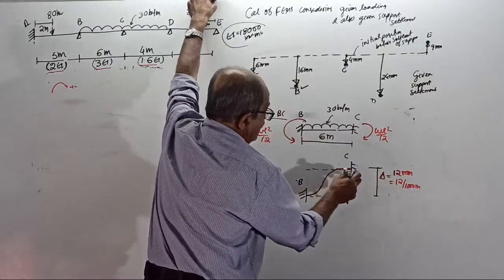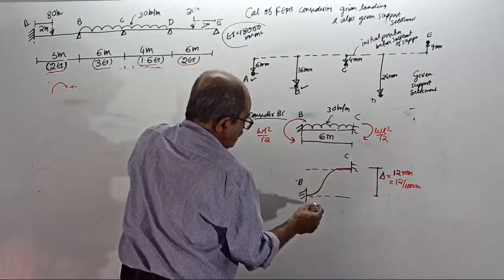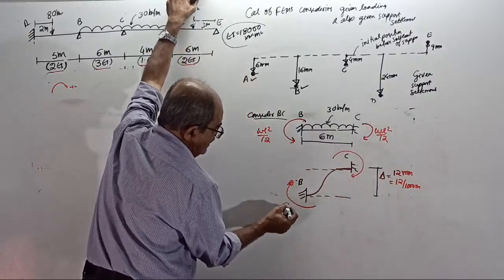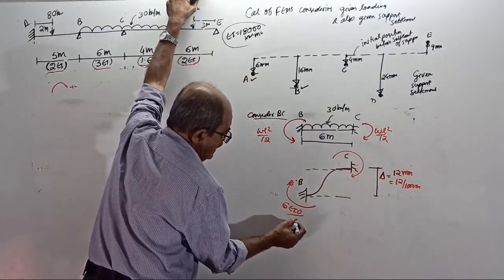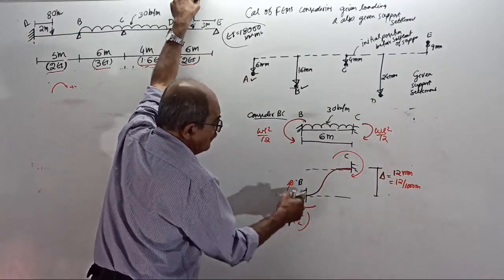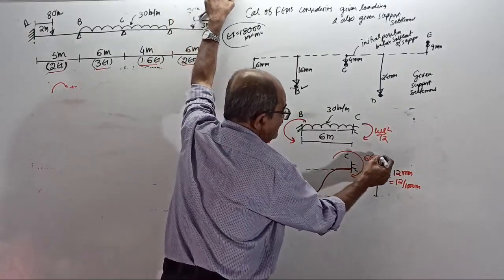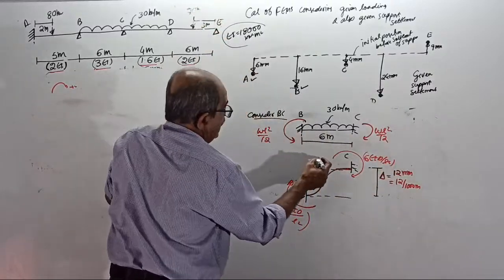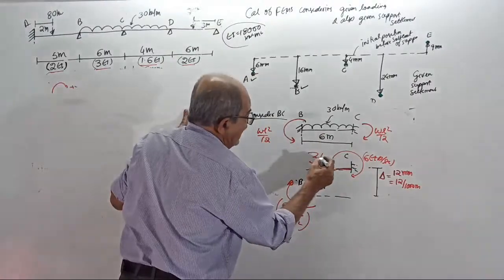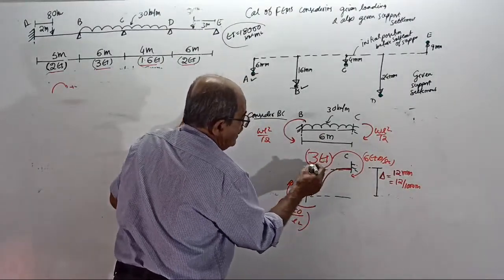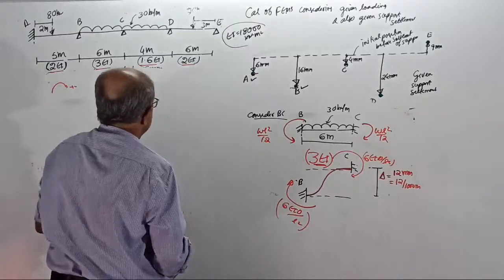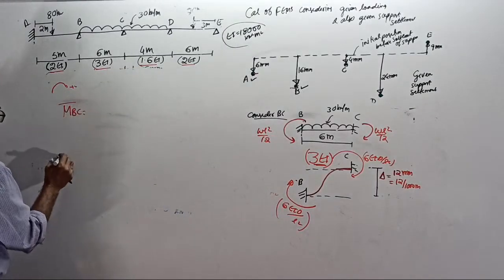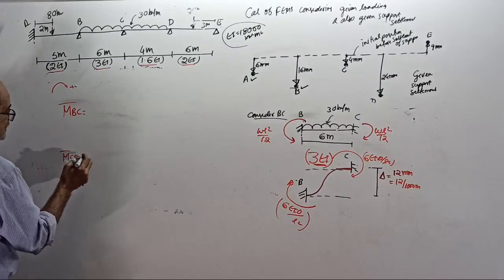Okay, now, since this member is this way now, both FEMs are clockwise. Formula 6 EI delta by L square for the member BC, 6 EI delta by L square. And remember, for member BC, don't forget, it is 3 EI. Be careful. Okay, start. M bar BC. Then M bar CB. Start.